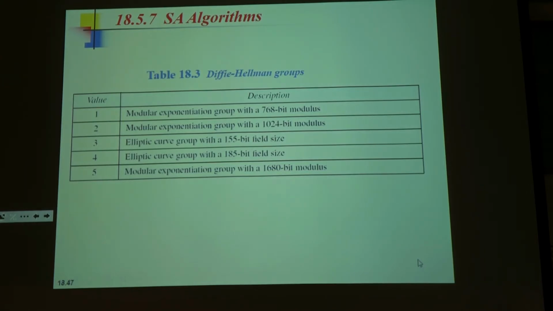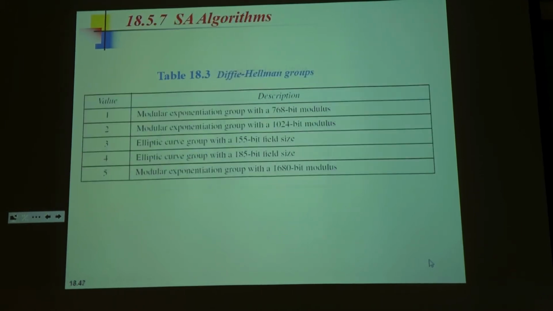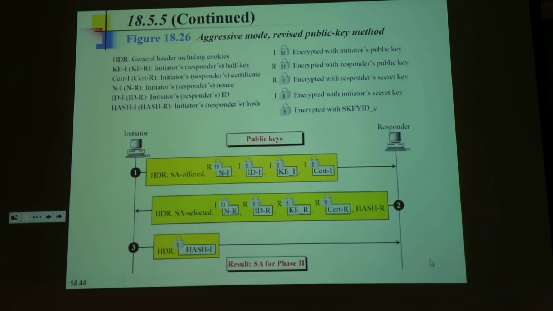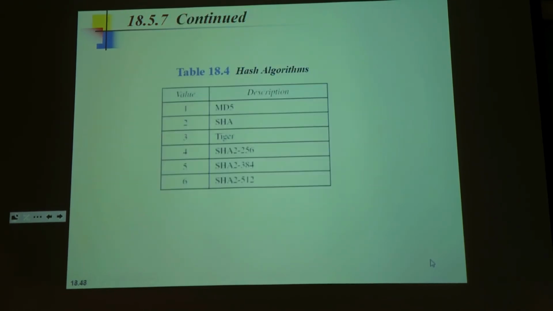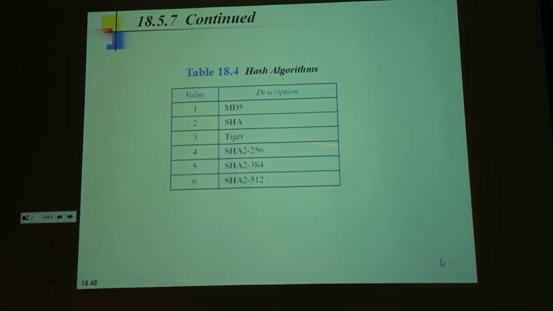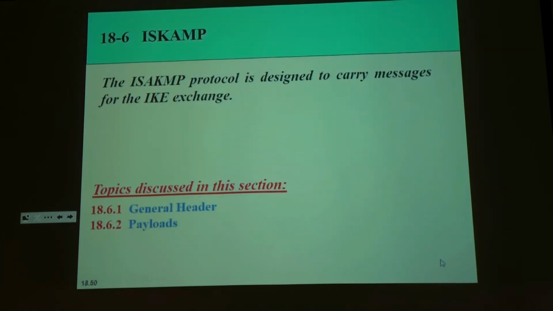So there are many algorithms for security association. Modular exponentiation group, 5 of them. And this is for the hash algorithms. Okay? Different hash algorithms you could use. So in hash, what kind of hash are you going to use? There are multiple options for you in here: MD5, SHA, Tiger, all of these. And for encryption, you could use Blowfish, AES, different options.